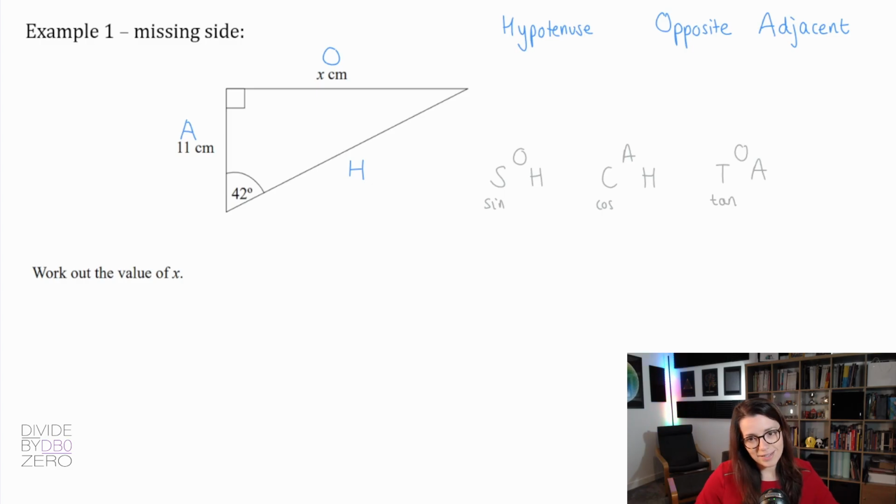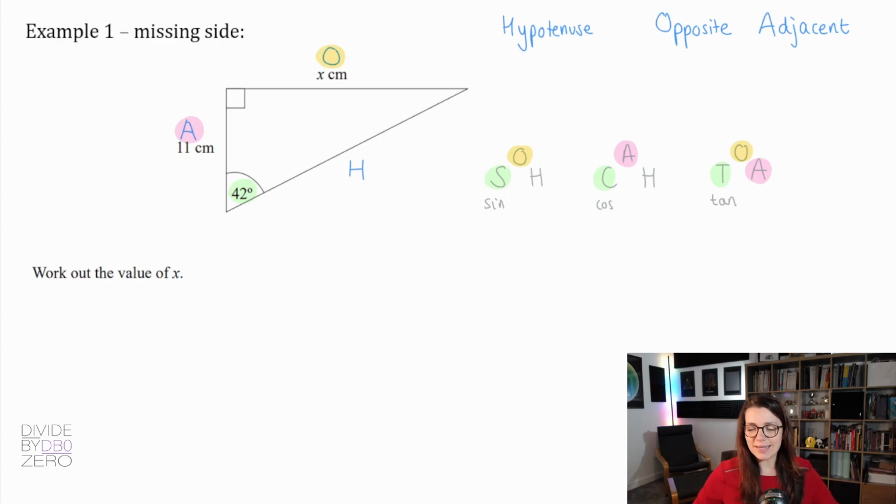So to do that, I like to highlight the information I want. So in this case, I want the O side. I'm going to highlight that. I also highlight the information I have. So in this case, we are told that the adjacent is 11. So we can highlight A. And we're also told the angle is 42 degrees. So for this one, we can actually highlight S, C, and T because that angle can go inside either sine, cos, or tan. Sine, cos, and tan are all to do with angles.